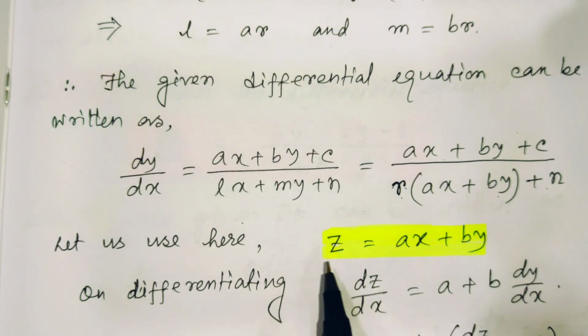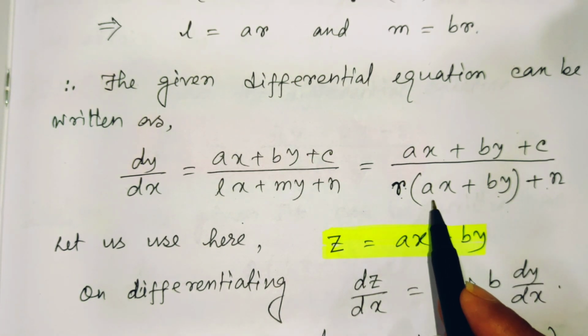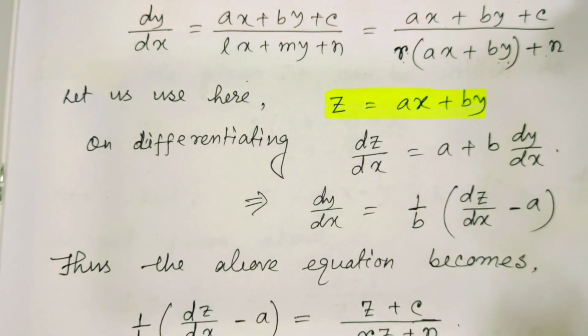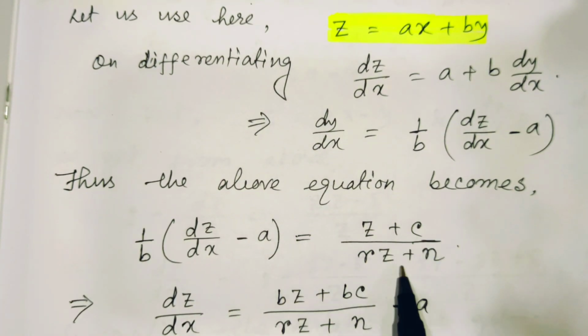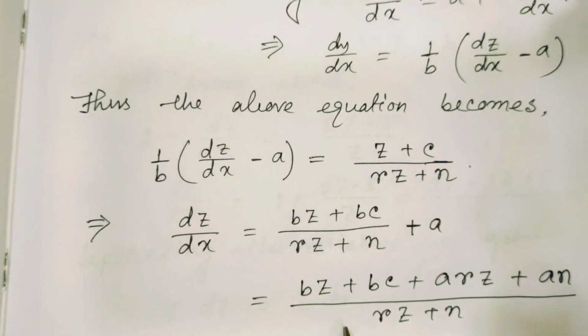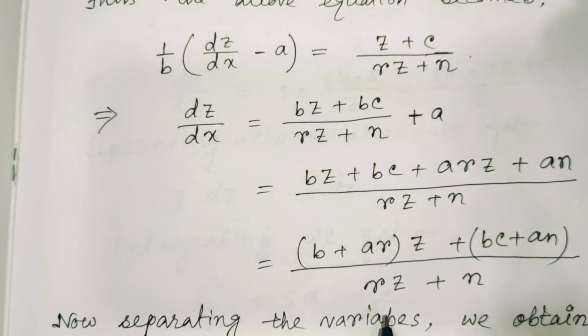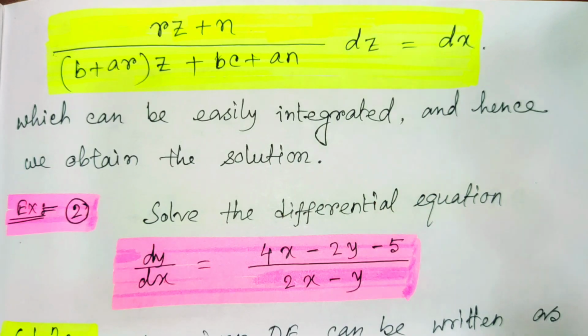Now here we should substitute Z is equal to AX plus BY and take the derivative, and these two values we should substitute in the given equation to get the differential equation in this format. So after substituting and simplification we can now separate the variables very easily, and after separating the variables we shall find this one, which can be easily integrated, and hence we obtain the solution.